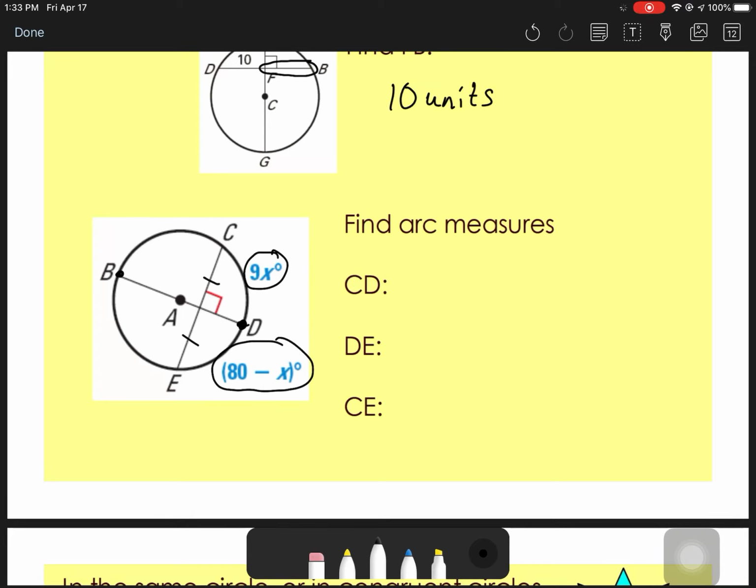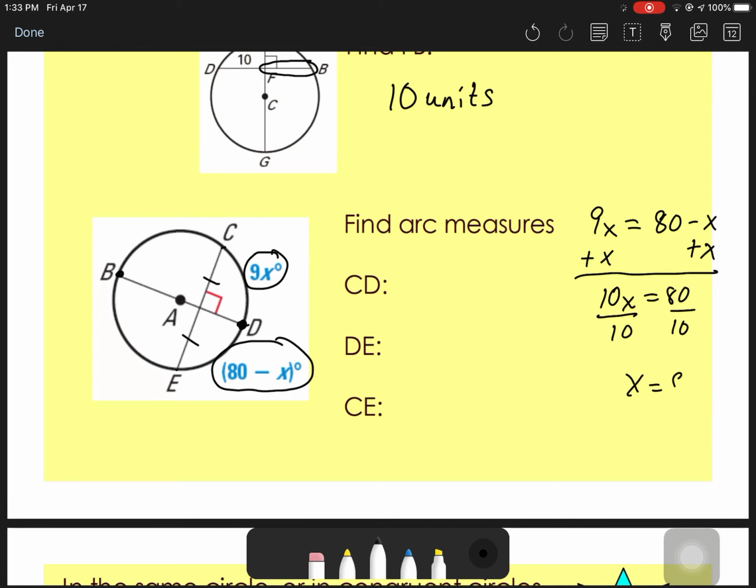So what we're trying to find is the arc measures of CD, DE, and then the whole thing from C to E. So what we're going to do to solve for x is we're just going to set these two equal to each other since they're congruent arcs. So 9x equals 80 minus x. Let's add x to both sides. We get 10x equals 80, divide by 10, and we get x equals 8.